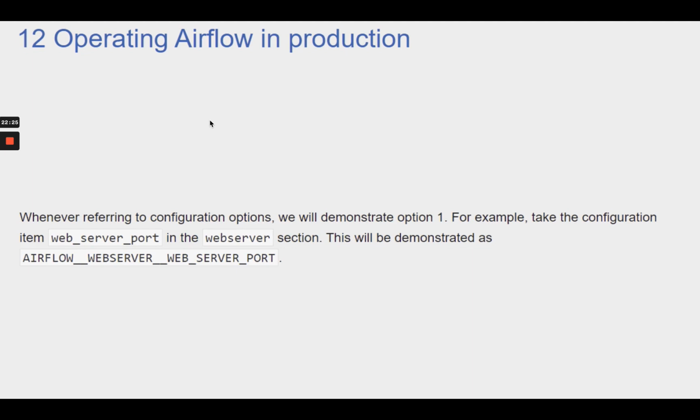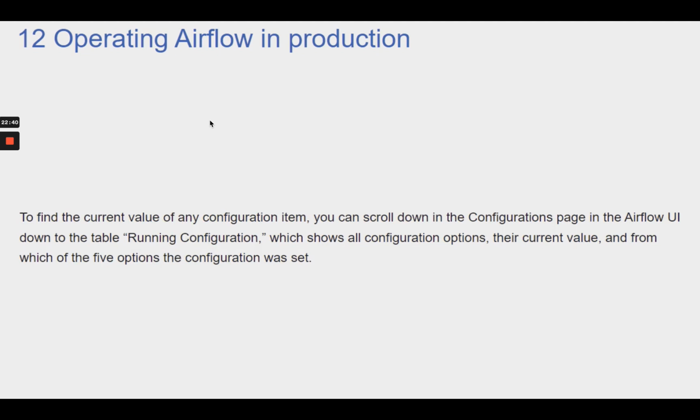For example, take the configuration item web_server_port in the web server section. This will be demonstrated as AIRFLOW__WEBSERVER__WEB_SERVER_PORT. To find the current value of any configuration item, you can scroll down in the Configurations page in the Airflow UI down to the table Running Configuration, which shows all configuration options, their current value, and from which of the 5 options the configuration was set.